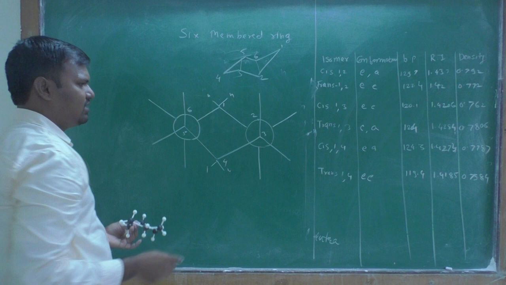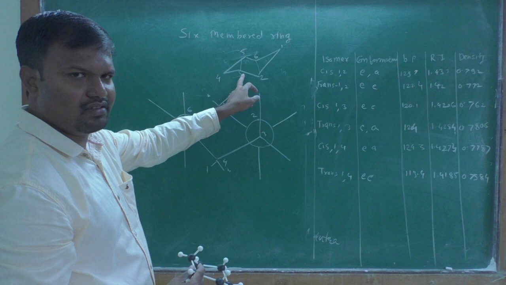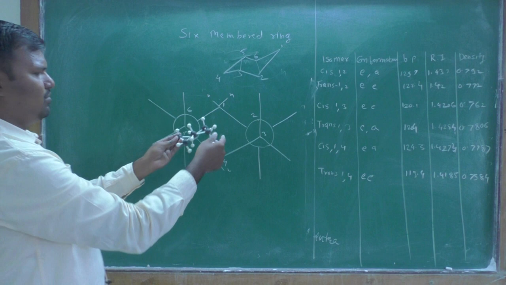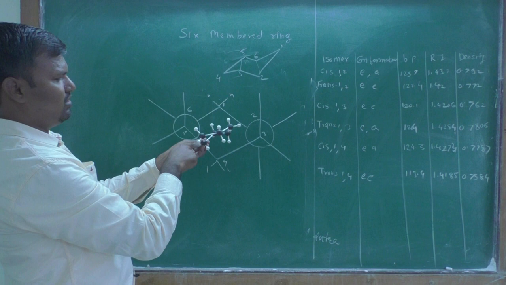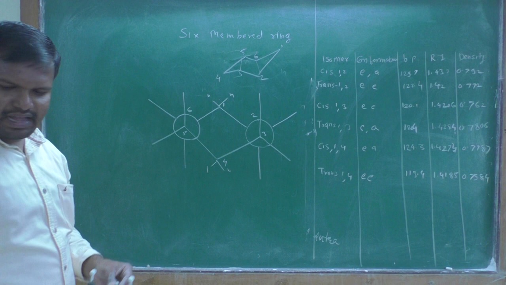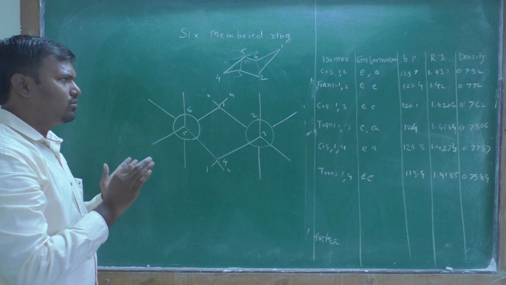When you look from this side, two and three are eclipsed, and six and five are eclipsing. When you look from this side, these two are eclipsing, these two are eclipsing, and one is at the upper side and the second is at the lower. One, two is eclipsing, one, two is eclipsing. Like that you can show your six-membered chair form. You find these hydrogens.